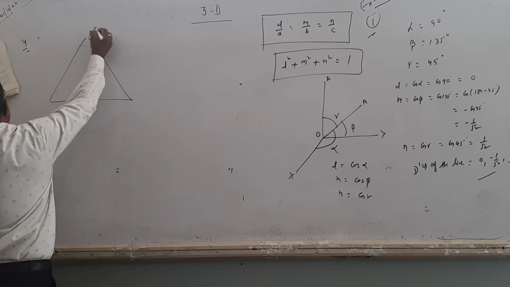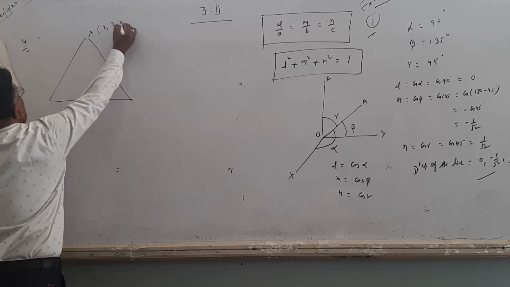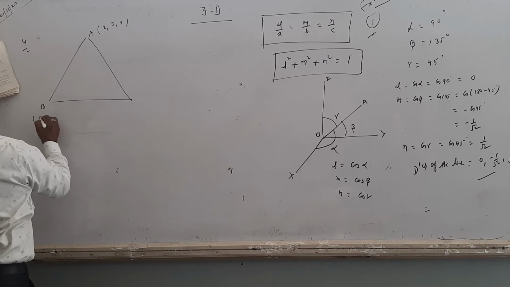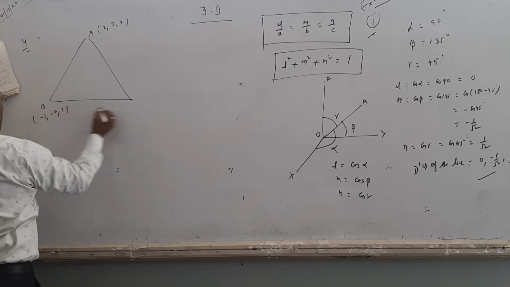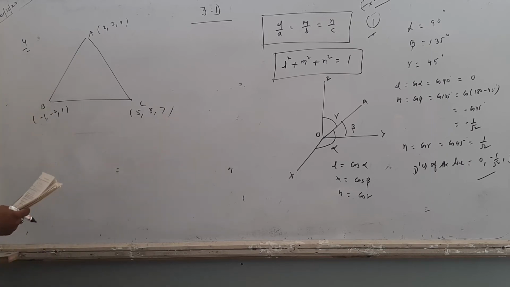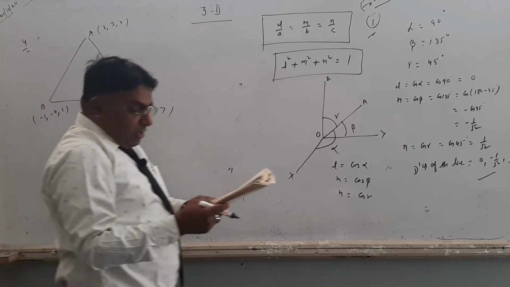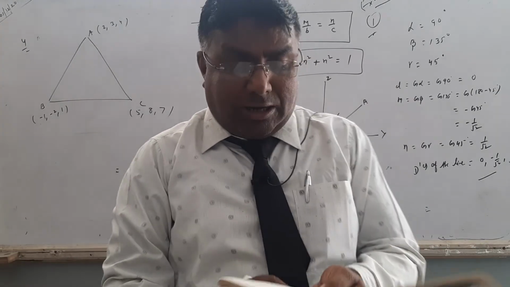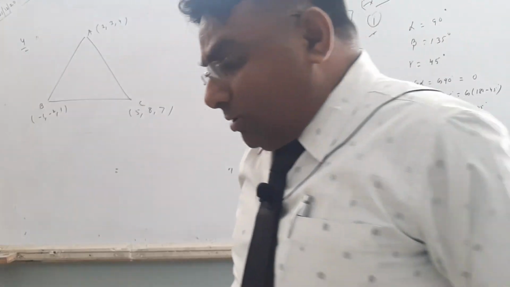Then 3 points are given. Coordinate of A point is 2, 3, 4, coordinate of B point is -1, -2, 1, and coordinate of C point is 5, 8, 7. 3 points are given, right? Students, question number 4th and 5th are same. 5th may find the direction cosine of the side of the triangle.